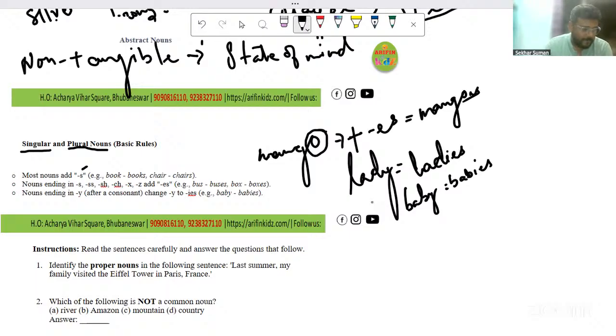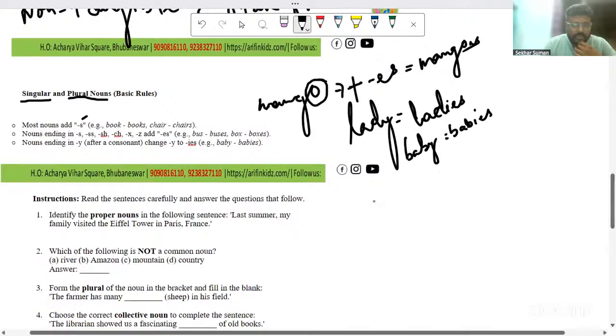There are certain questions that I have designed for you, and basically these are framed on the basis of International Olympiad questions, for your standard. So let us quickly go to that.